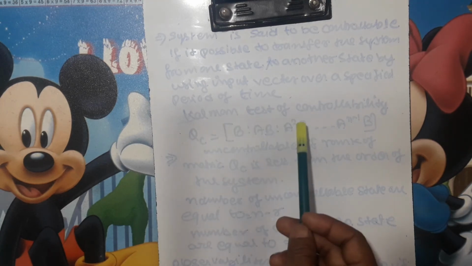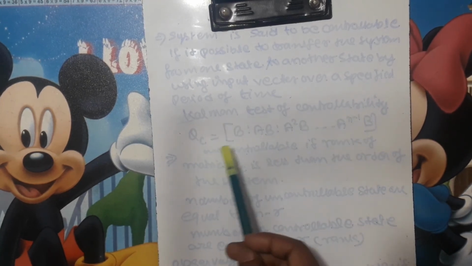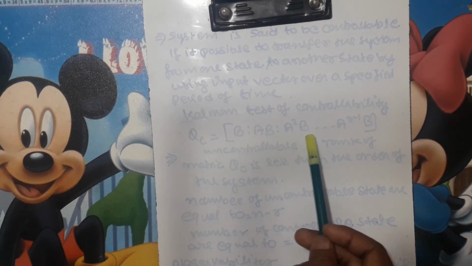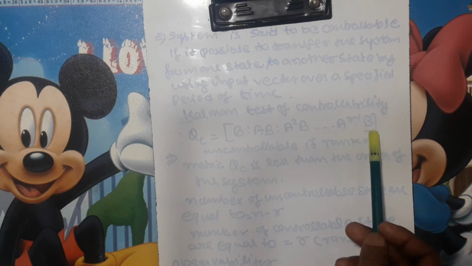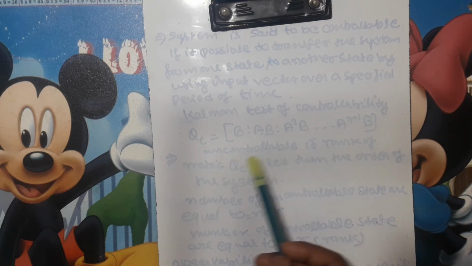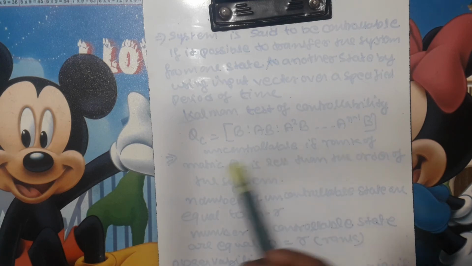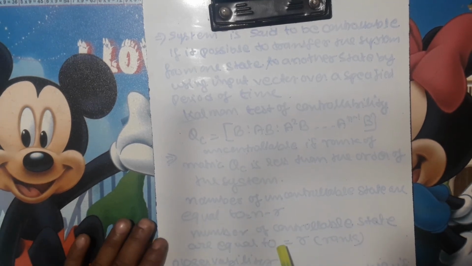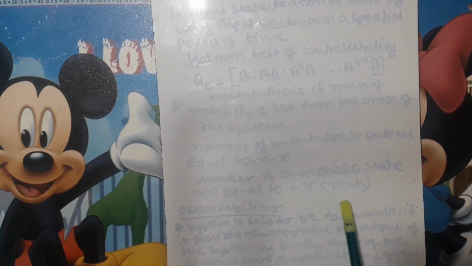Kalman test of controllability: QC equals [B AB A square B ... A to the power n minus 1 B]. The system is uncontrollable if the rank of the matrix QC is less than the order of the system. The number of uncontrollable states is equal to n minus r, and the number of controllable states is equal to r, where r is the rank.